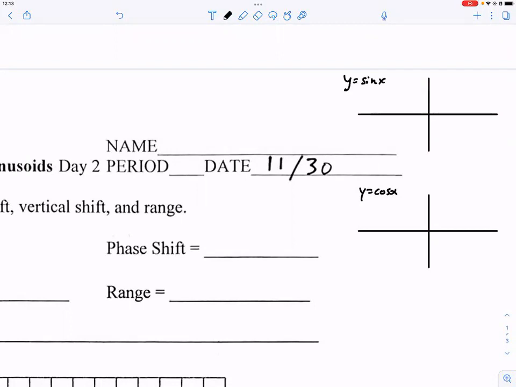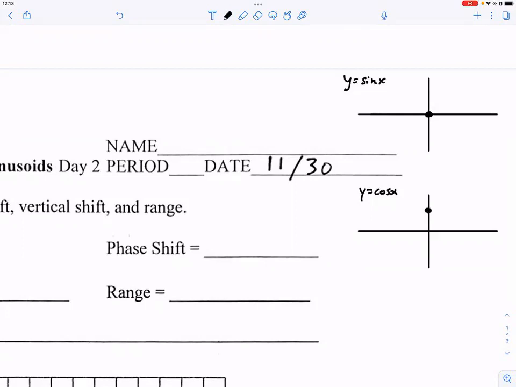Again, I said that these two graphs are very similar. And the key thing is, do you know where it starts? So what's sine 0? 0. So that means for the first graph, it starts right here. And what's cosine 0? 1. Okay. So it starts right there.